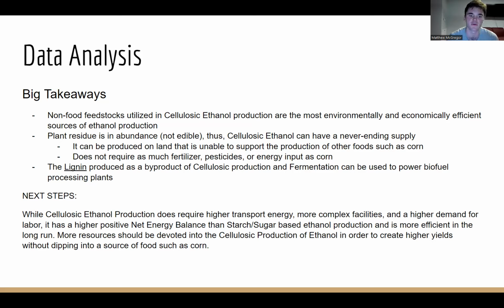So while cellulosic ethanol production does require high transport energy, more complex facilities, and a higher demand for labor, it has a positive net energy balance, which means that it produces more energy than it consumes. My apologies. So it has a higher positive net energy balance than starch and sugar-based ethanol production, and it is more efficient in the long run. More resources should be devoted to the cellulosic production of ethanol in order to create higher yields without dipping into a source of food such as corn.